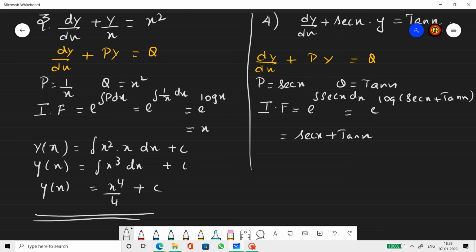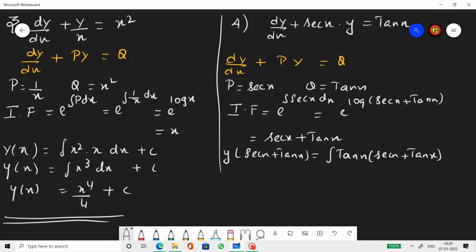Come to the general solution. Y into integrating factor, which is sec x plus tan x, equals q, which is tan x, into integrating factor, which is sec x plus tan x, and dx. Now y into sec x plus tan x equals integration of tan x into sec x dx. I'm separating the terms.